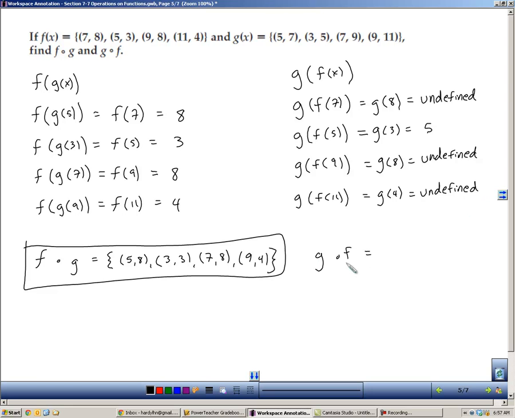So we say that the g composition f function has 3 that don't exist, but the last one, (5, 5), does exist, so that's the only solution that we have.